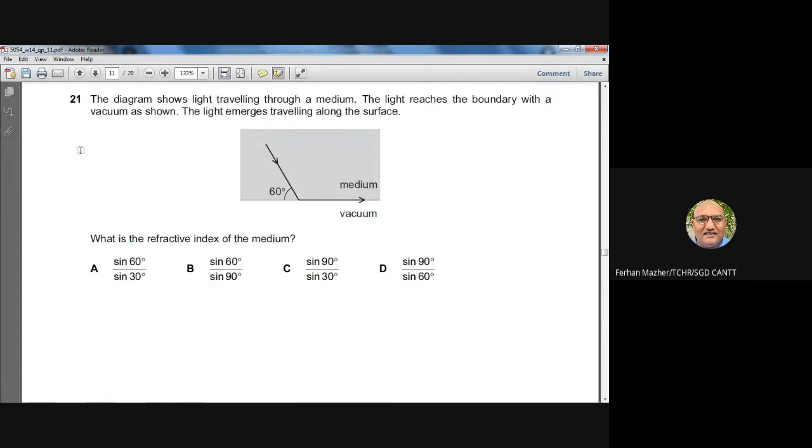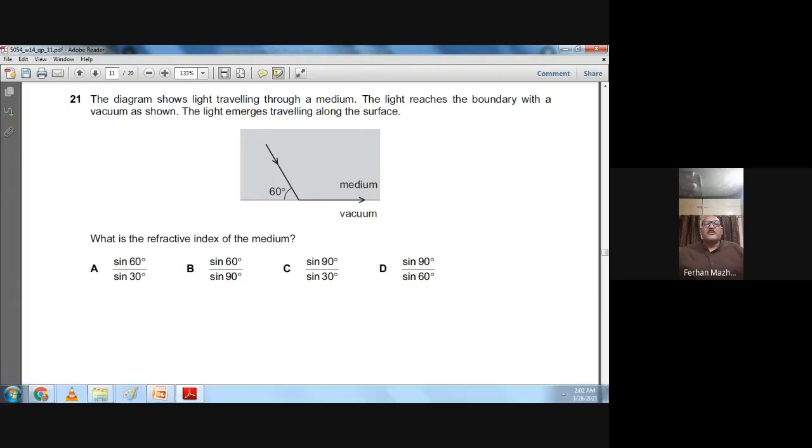The diagram shows light traveling through a medium. The light reaches the boundary with a vacuum as shown. The light emerges traveling along the surface. What is the refractive index of the medium? So see, the light is traveling in some medium which is obviously dense as compared to the vacuum. So the light, when it tried to come out, has started moving on the surface of the two mediums. So the angle of refraction here is 90 degrees. I've done this on a paper. Let me show you my work.